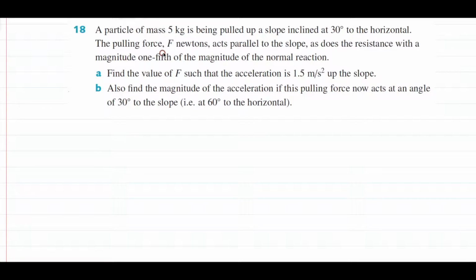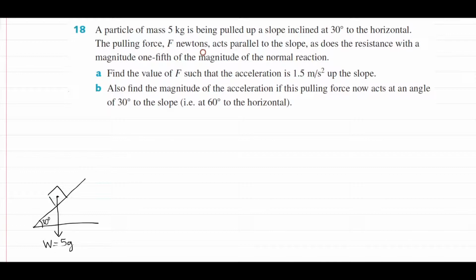So let's go. A particle of mass 5 kilograms is being pulled up a slope inclined at 30 degrees to the horizontal. Clearly you have a slope right there, and you have an object resting on the slope. The mass of the object is 5 kilograms. What I like to do is draw the weight force from that object, which goes directly down. So the weight force is 5 times gravity, 5 is the mass, gravity g, mg. And the slope is inclined at 30 degrees, right there. Okay, let's keep reading.